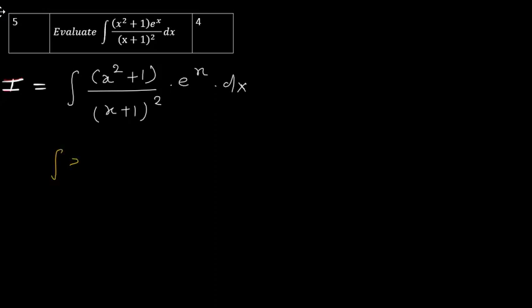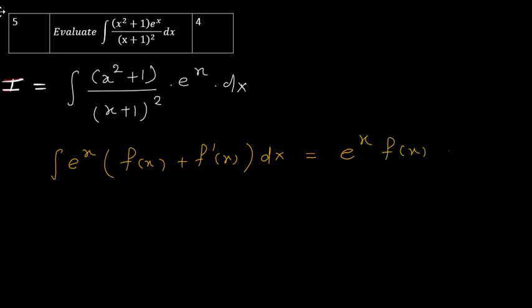integration of e power x into (f x plus f dash x) into dx, this is equals to e power x into f of x plus c. Okay. So whenever e power x is there along with some function, then first you try to express them in the form of e power x into f of x plus f dash x. Okay. So this is one way.